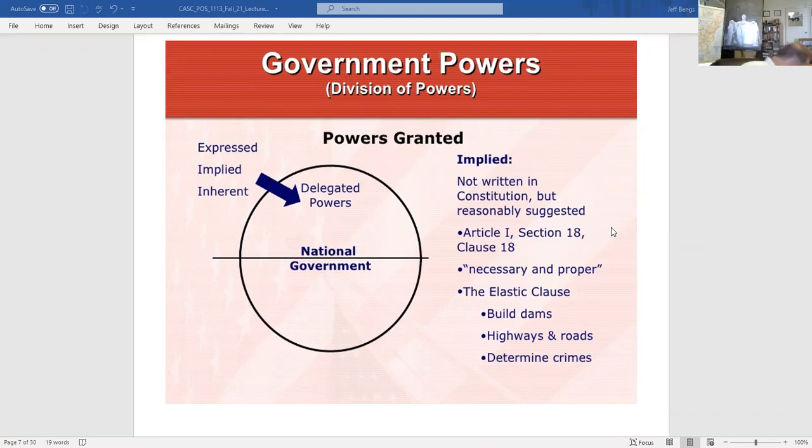Now, there are some other clauses. There are some other clauses that you're going to have to know along with the supremacy clause. And once again, none of them are called the Santa Clause. All right. You've got the necessary and proper clause, which has also been called the elastic clause, because it kind of gives flexibility to Congress to do what.